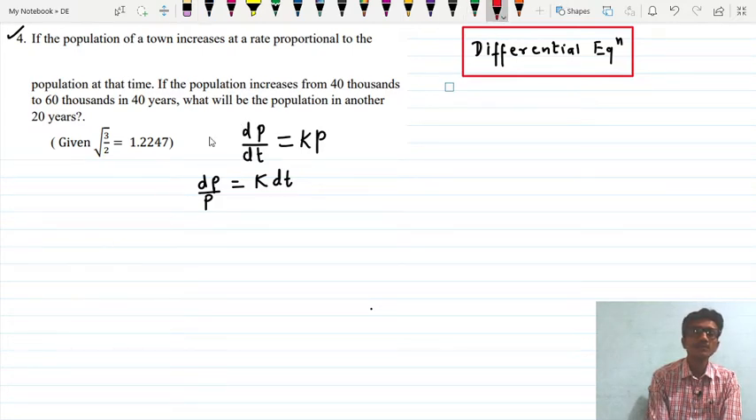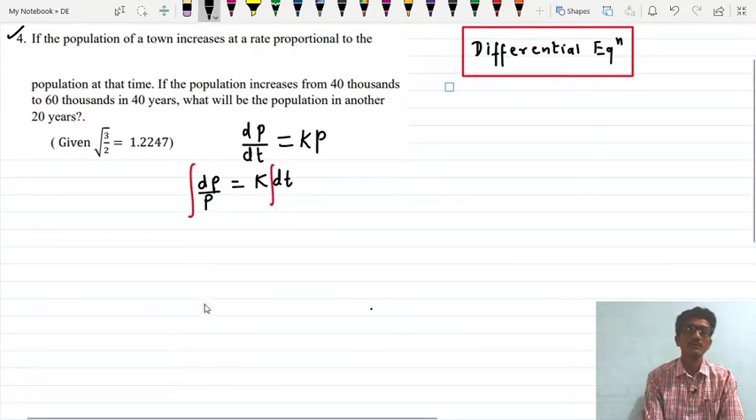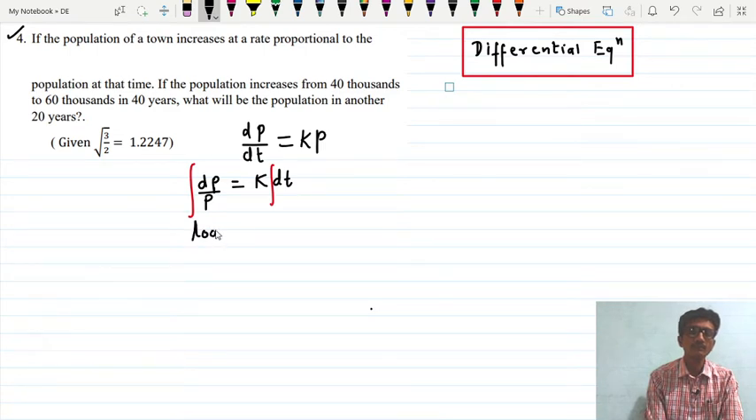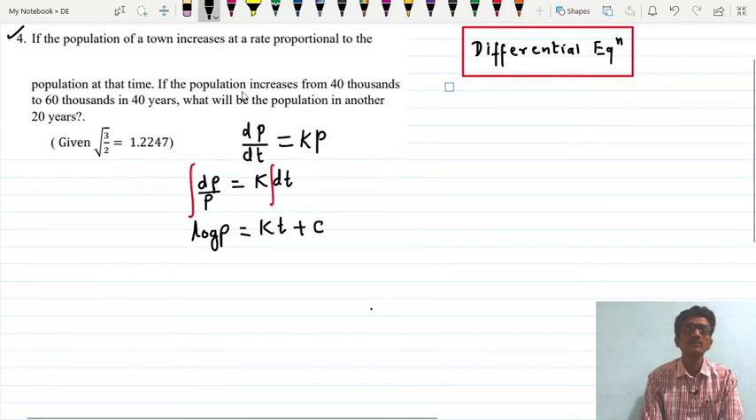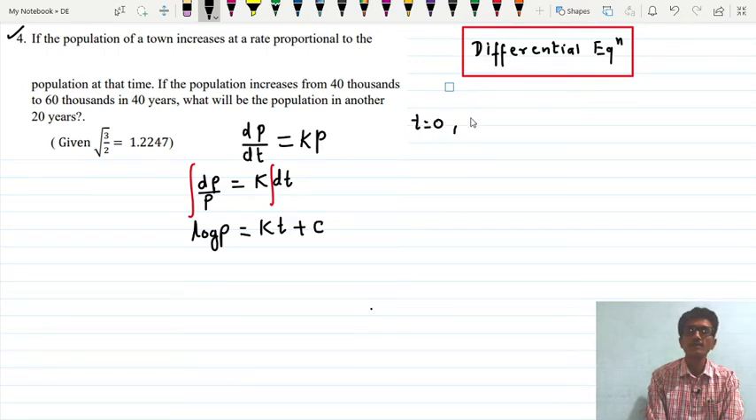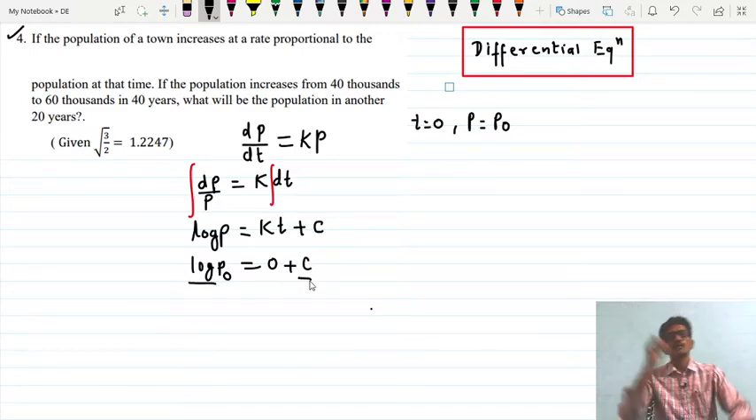we will get log of P is equal to K t plus a constant of integration C. Now at t equal to 0, the initial population we will take as P0. So log of P0 is equal to K times 0 plus C, so we are getting C equal to log of P0.